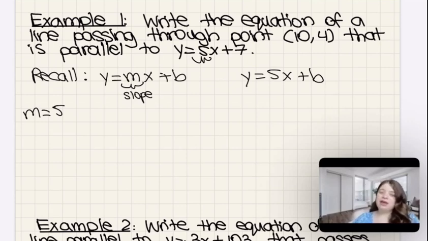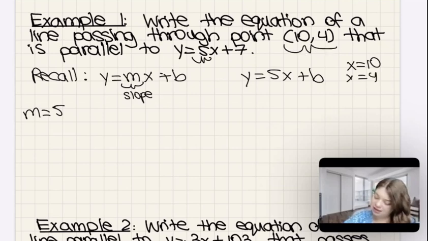What we can do is plug in the point that the equation for our line needs to pass through, (10, 4), and use that to solve for b. So we're going to start with y equals 5x plus b. We're going to plug in x equals 10 and y equals 4 because that is the point that they have given us that our line must pass through. That means 4 is equal to 5 times 10, because x is 10, plus b.